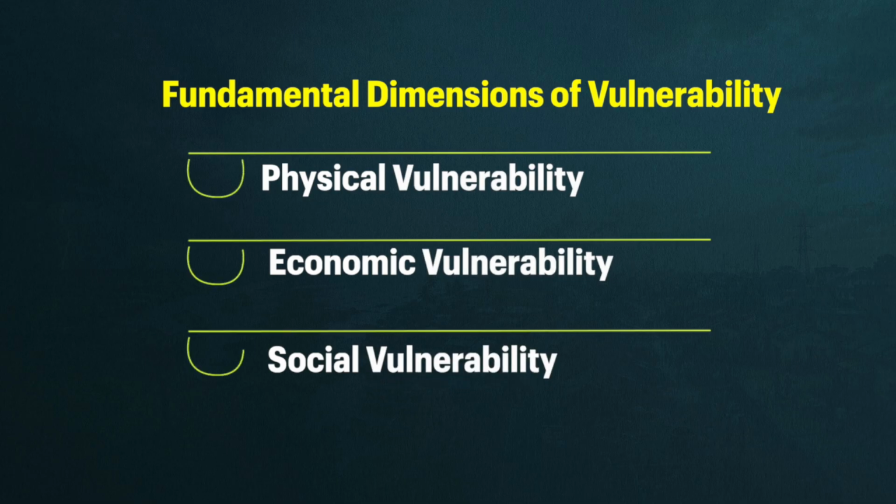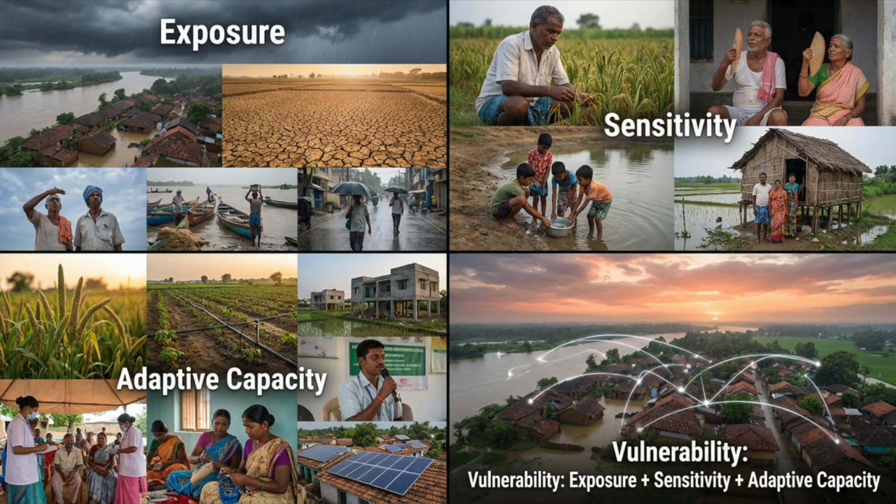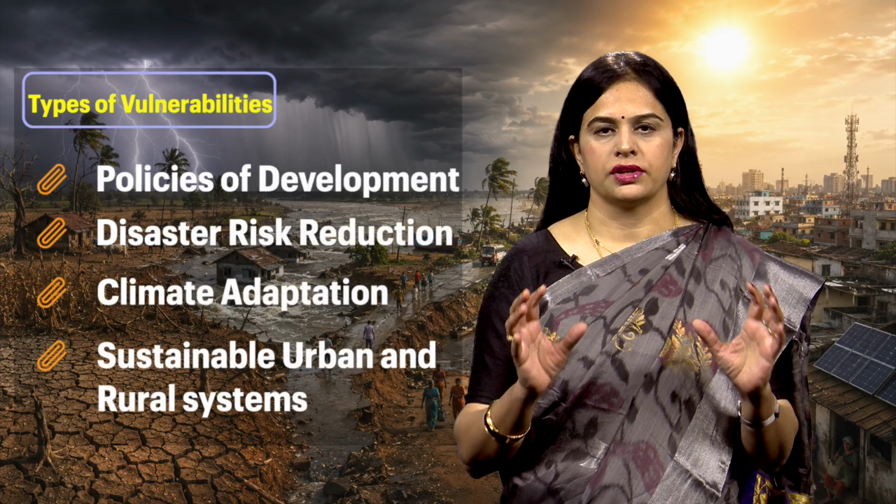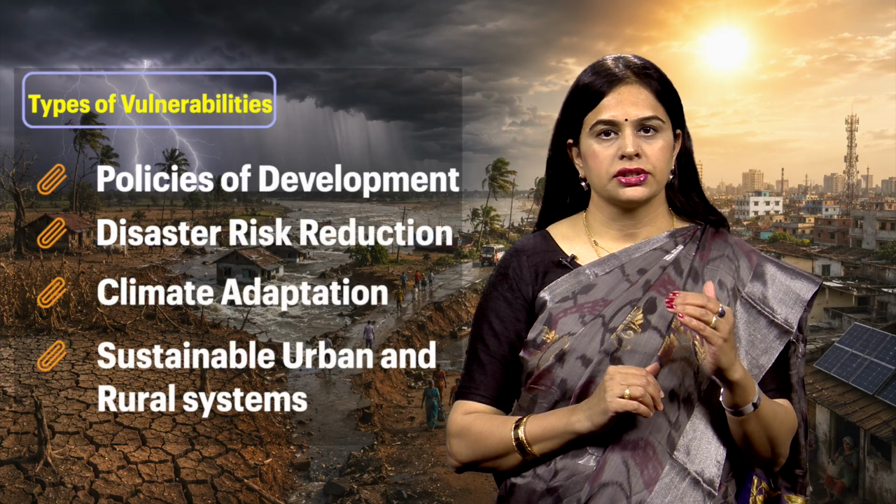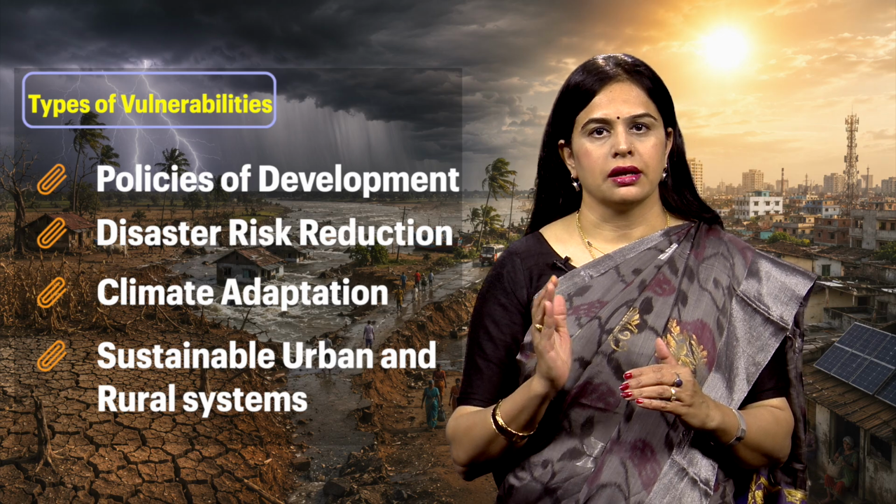There are three fundamental dimensions of vulnerability that are the subject of this lecture. The first is physical vulnerability, the second is economic vulnerability, and the third is social vulnerability. All three of these dimensions interact with exposure and sensitivity, meaning how much they are affected when they are put at risk. The need to understand these types of vulnerability is to develop inclusive policies of development, disaster risk reduction, climate adaptation, and sustainable urban and rural systems.